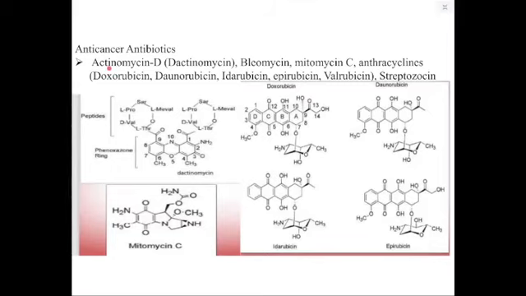So we are looking at the anti-cancer antibiotics, and we have quite a number of them. Some of them are structurally related, others not. One of the first ones was actinomycin D. Then you have bleomycin, mitomycin C, and the anthracyclines, which are similar to the tetracyclines. Under the anthracyclines, you have doxorubicin, daunorubicin, idarubicin, epirubicin, and valrubicin.